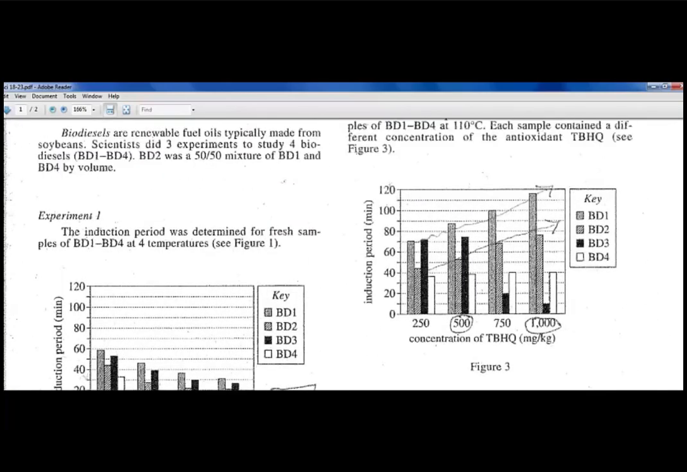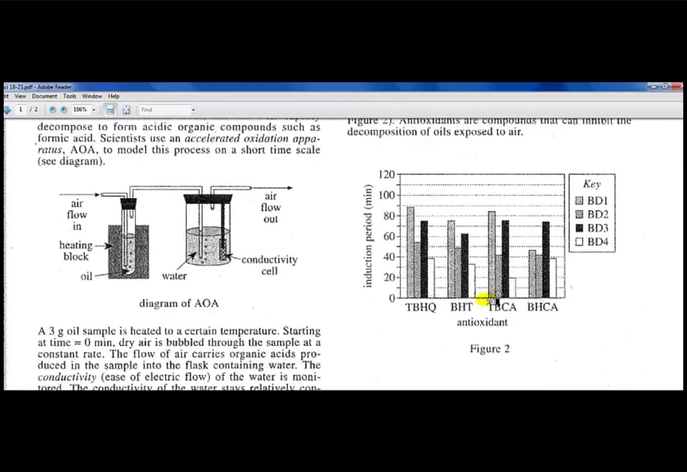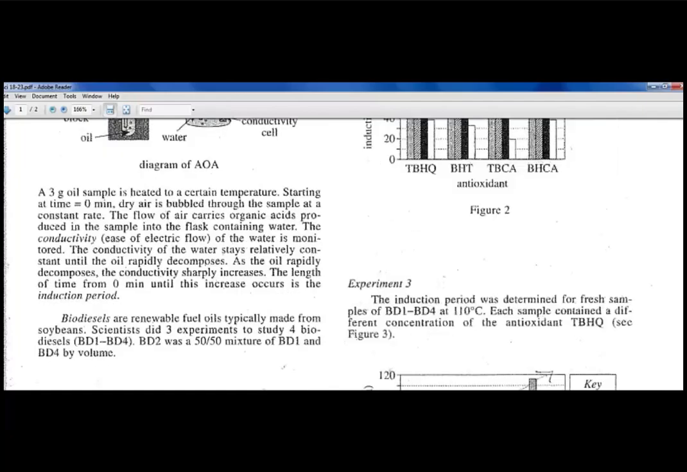So we'll go back to figure 2, and under TBCA we find BD1, which is here. Then it's the lightly shaded. We see that that's right here, and we come across and see that we are at an induction period of 85 minutes. So let's go ahead and write that down.